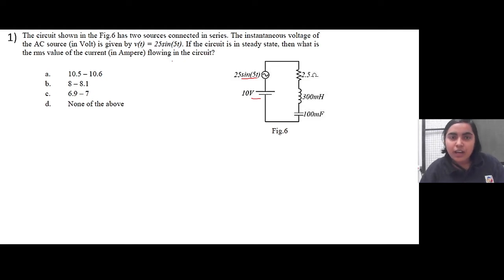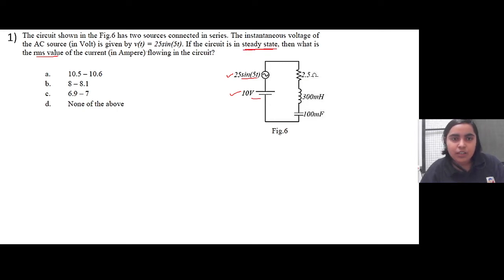Earlier, just before this week, we had only looked into a DC source connected with a resistor, capacitor, or inductor. And at steady state, we had shown how the inductor is short circuited or the capacitor is open circuited. But right now we have both an AC and a DC source. So we have to compute the current separately for the AC and DC in order to get the total RMS value of current under this steady state condition.